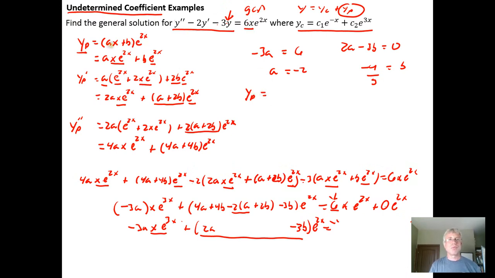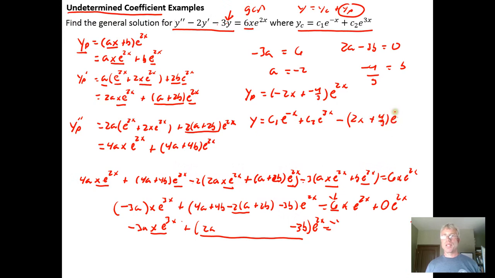So our particular solution then, y particular, needs to be equal to ax, so negative 2x, plus negative 4/3 times e to the 2x. And then we just add that to our complementary solution to get the general solution. So y is going to equal the complementary solution c1 e to the opposite of x plus c sub 2 e to the 3x minus, if I factor a minus sign out, I would just get 2x plus 4/3 e to the 2x.